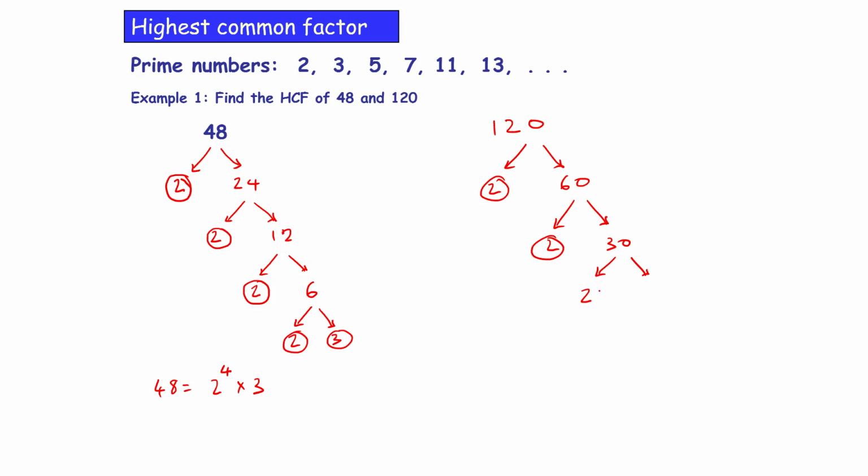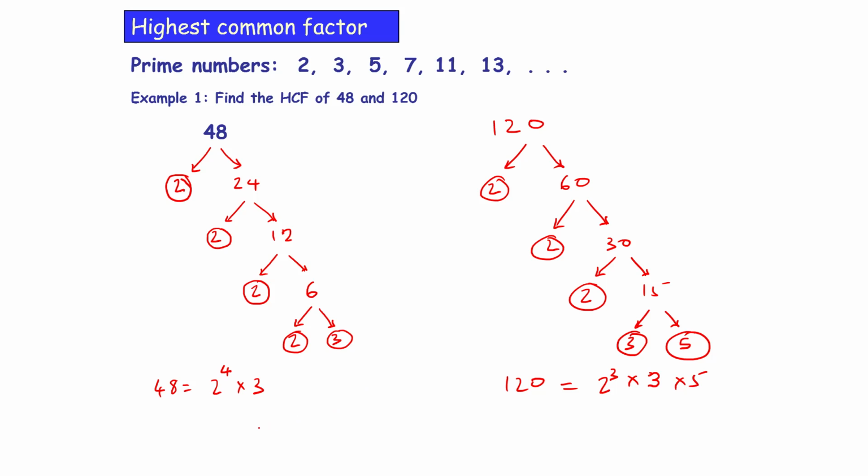2 does go into 30 15 times. Circle the 2. And lastly here, well, 2 doesn't go, but 3 does go into 15, we know that, 5 times. And 5 is a prime number. So we say 120 is equal to 2, 1, 2, 3 of them, 2 to the power of 3, times 3, just one 3, and times 5.